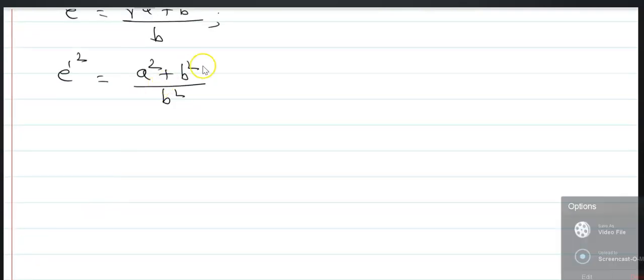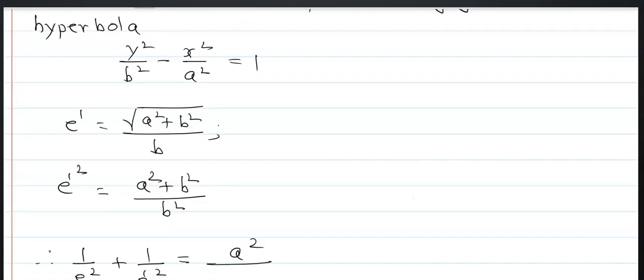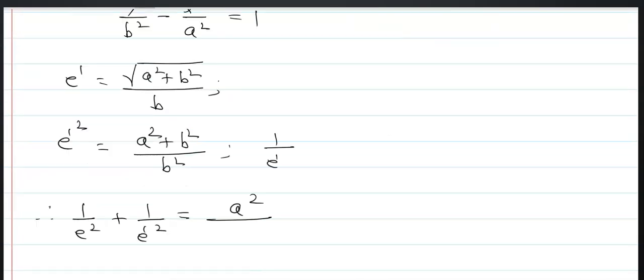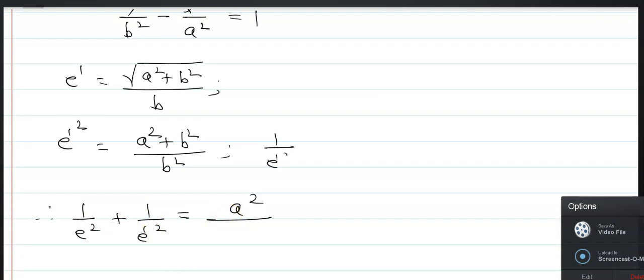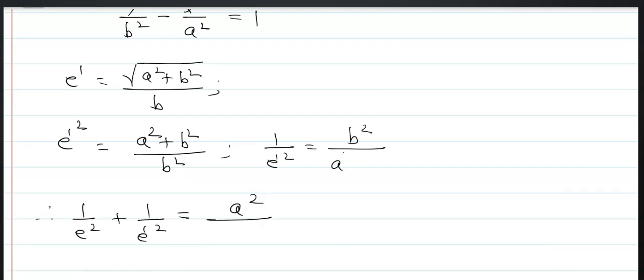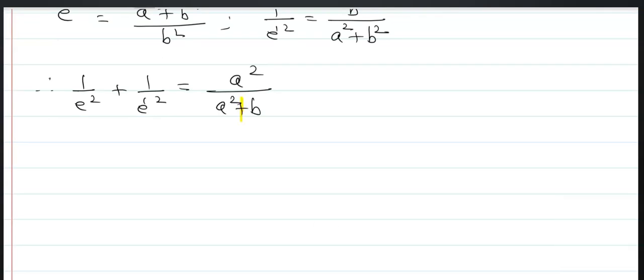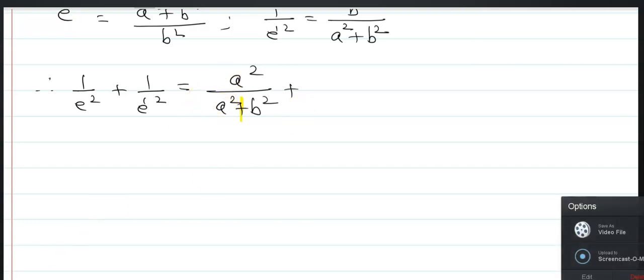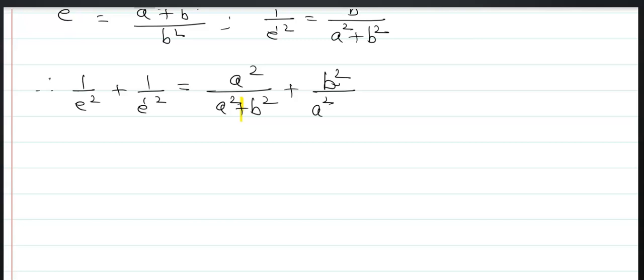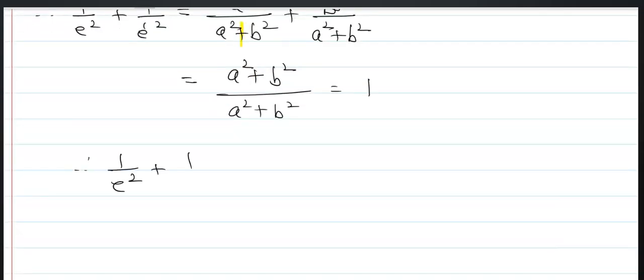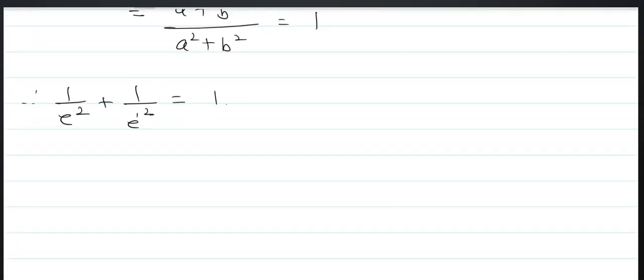Therefore, E dash square is equal to (a square plus b square) upon b square. Now 1 upon E square plus 1 upon E dash square is equal to, putting in these values, a square upon (a square plus b square) plus b square upon (a square plus b square), and that is (a square plus b square) upon (a square plus b square), which is equal to 1. Therefore, 1 upon E square plus 1 upon E dash square is equal to 1.